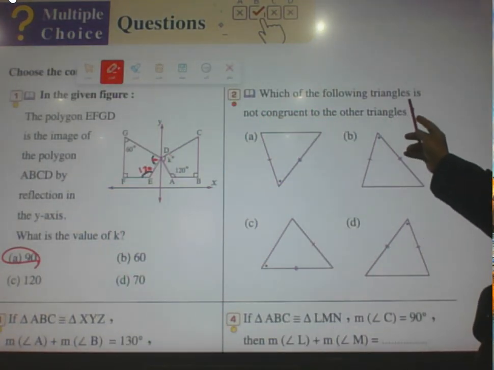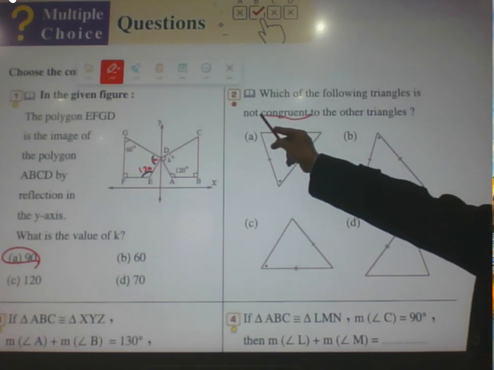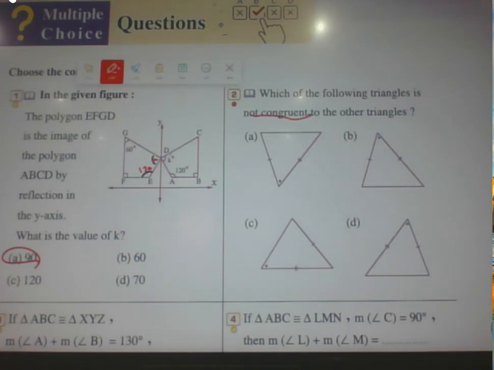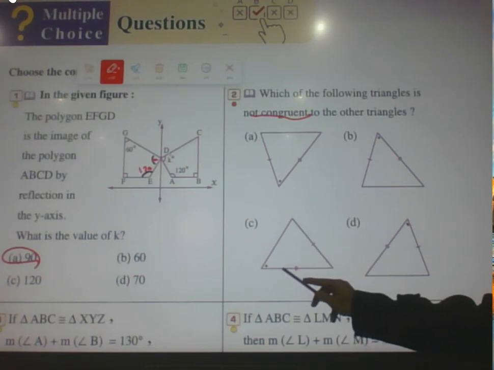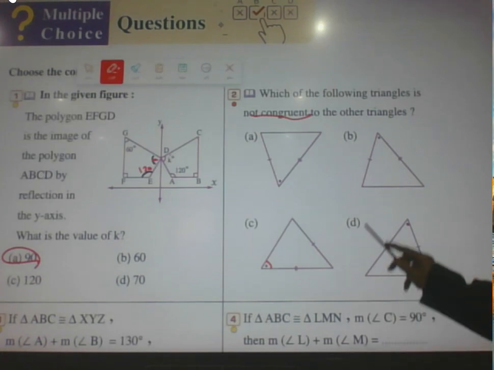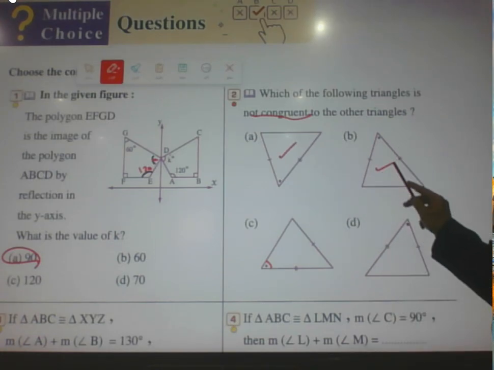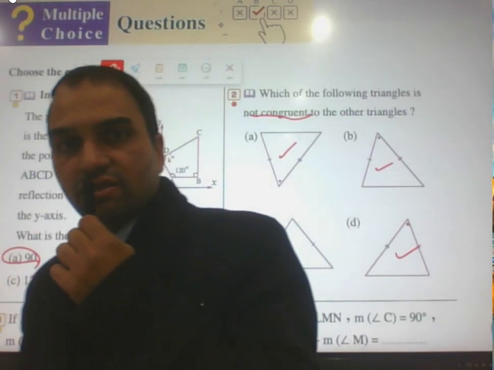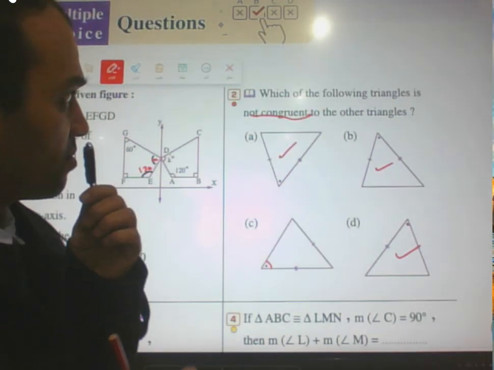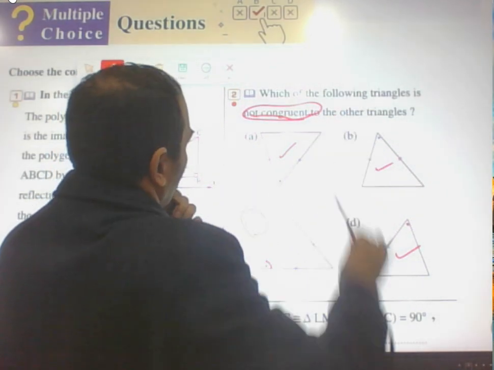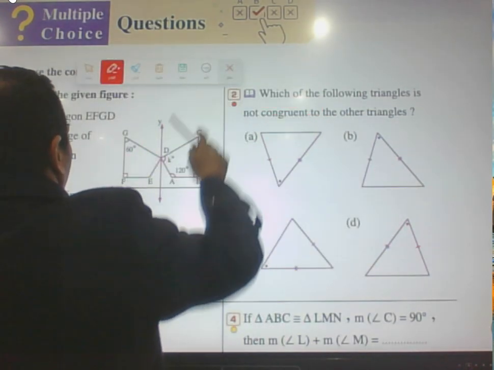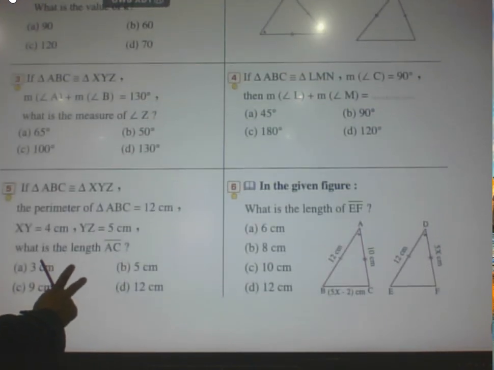Which of the following triangles is not congruent to the other triangles? First, we have here two sides and the included angle. And here we have two sides and an angle not included between them. But letter A, first AP and D correct, we have two sides and the included angle. Then the wrong answer, we must choose letter C, because you are asked about the one that is wrong or not congruent to the other triangles. Next question, number 3.